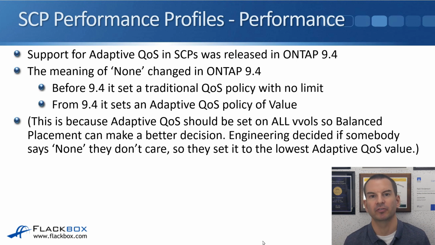The reason for this is because, as we were just saying on the previous slide, adaptive QoS should be set on all vvols so that balanced placement can make a better decision. So on all vvols, we do want to have an adaptive QoS policy applied. NetApp engineering decided that if somebody says none on the performance page, then they don't really care what performance that virtual machine gets. So the lowest adaptive QoS value of value is what is applied.